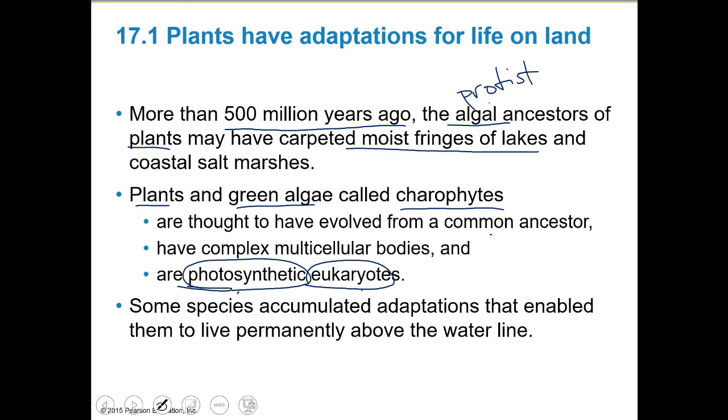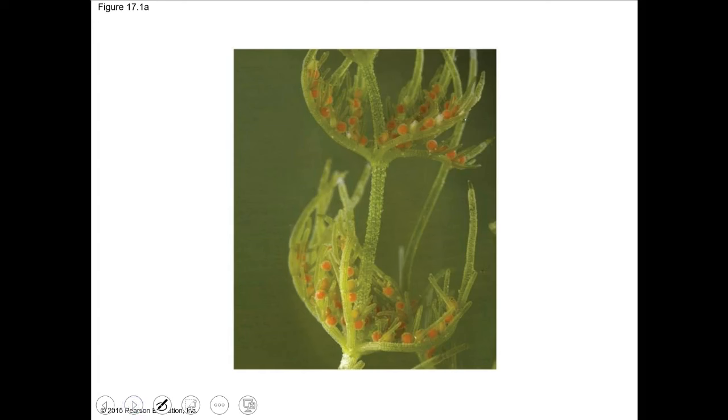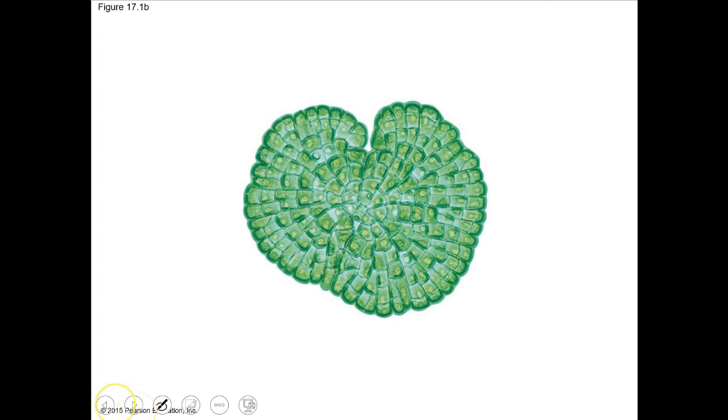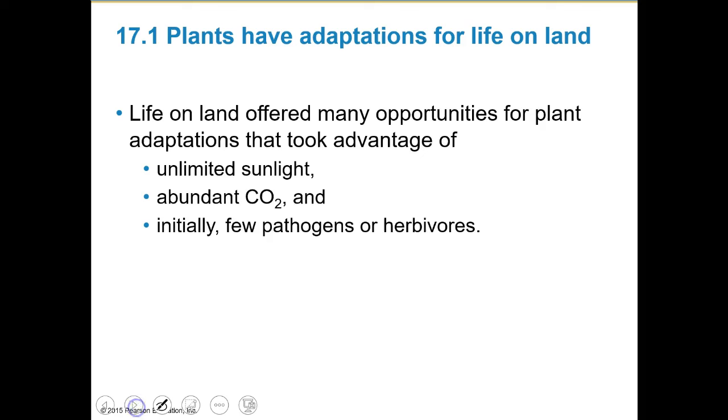Some species accumulated adaptations that enabled them to live permanently above the water line, and that's the stuff that we talk about a little bit later on. Okay, so there's a charophyte to get started. We could think about green algae as looking this way too. Just some similarities. And it gives us a nice little cross section of, I think, a bryophyte here. So just some early, less complex plants.